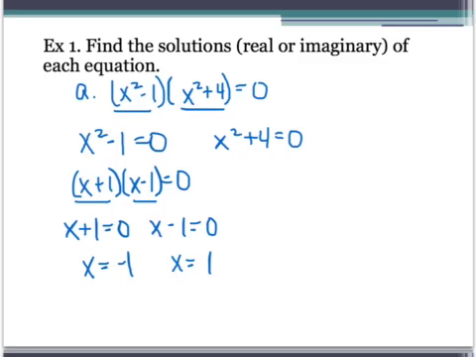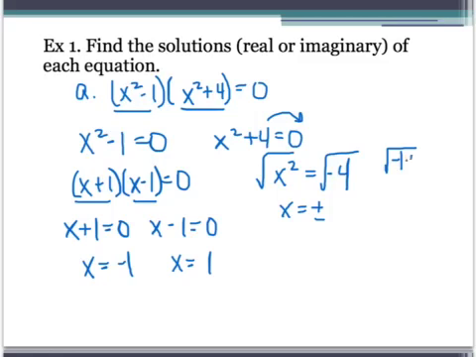Okay, over here, x squared plus 4. This is not a difference of squares. What I would do then is bring the 4 over to the other side. So I get x squared equals negative 4. We take the square root of both sides. And because I did the square root, I'm going to have to write positive and negative. Now the square root of negative 4 is really negative 1 times 4. And if you recall, the square root of negative 1 is i, and the square root of 4 is 2. So x is equal to positive and negative 2i.